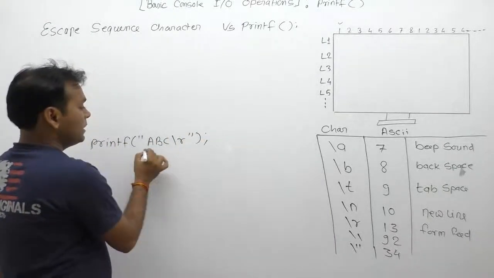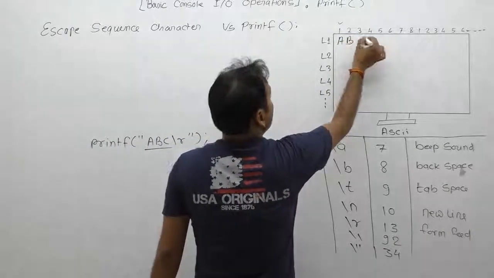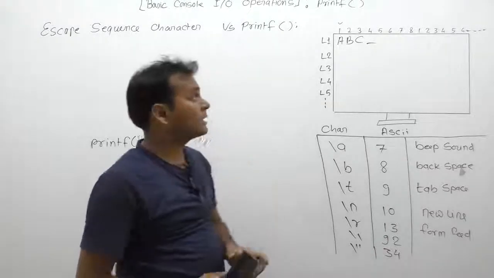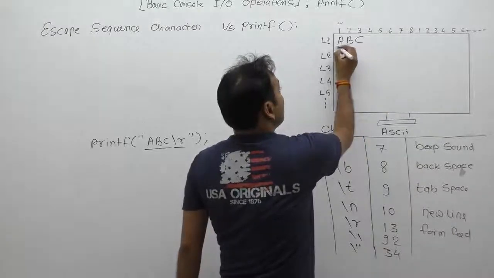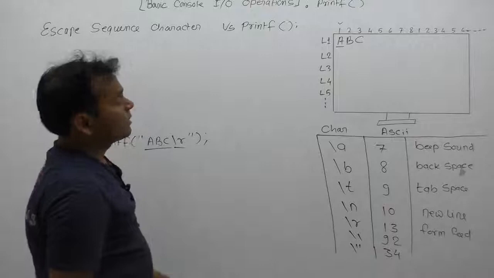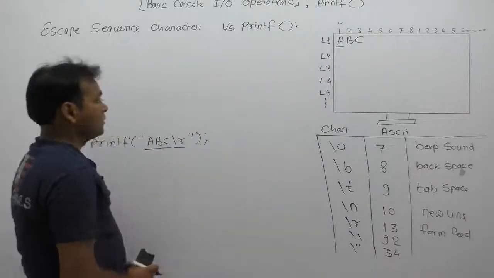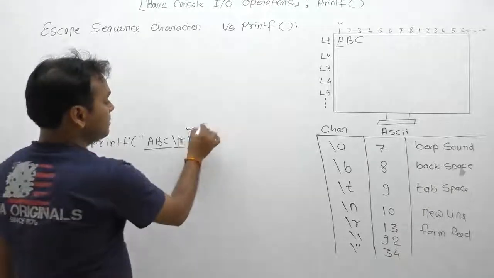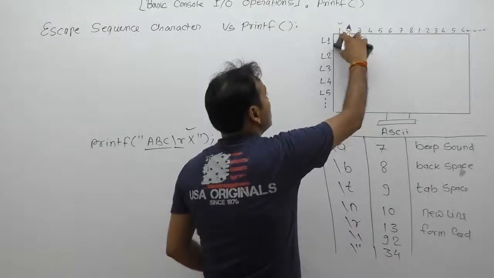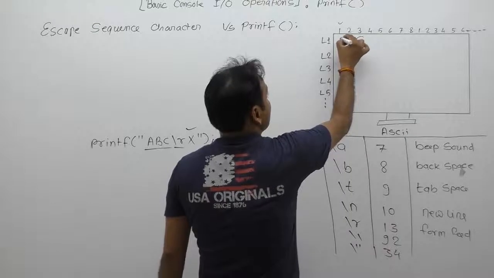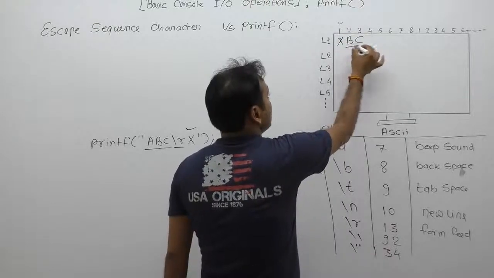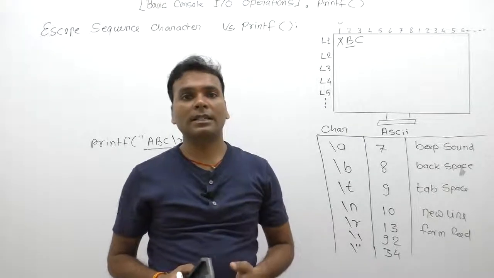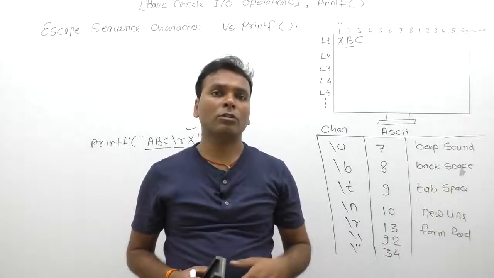\r. As we know, in this case ABC is displayed. Finally, next one, \r. \r is a non-printable character, therefore according to \r, the cursor will be moved to the first position of the current line, not the next line. Therefore, if you want to write some characters again, X, here X is printable, therefore X is printed at the current cursor position. Here X is displayed. After displaying X, the cursor will be moved to the next line. Finally, \n will move the cursor to the beginning position of the next line. Similarly, \r will move the cursor to the beginning position of the current line, not the next line.